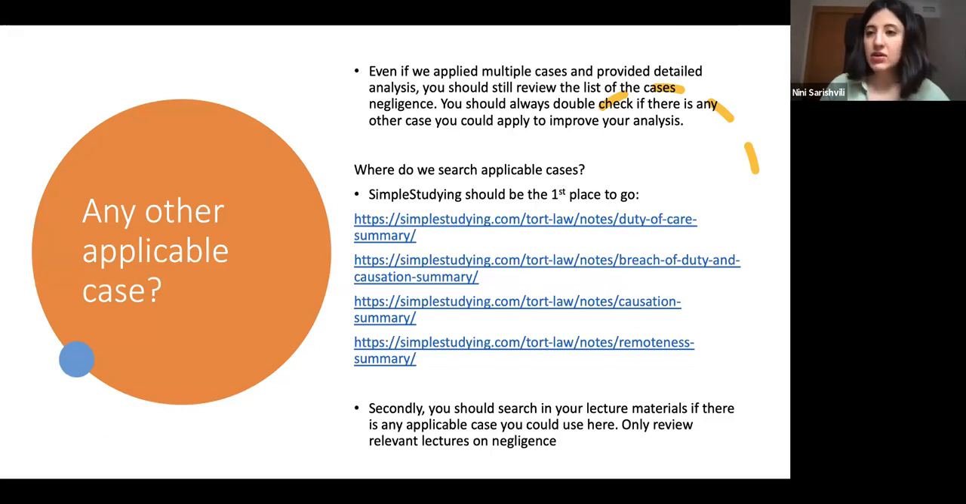After applying the case law, it would be good practice to go to our notes and make sure that there are no other cases that could strengthen your analysis. There are always more cases to mention, and if you have time on your exam or on your coursework, if you have space, it would always be better to see whether there are other cases you could mention. So where do you find cases? Firstly, in our notes, and secondly, on your lecture slides. Make sure you mention all the relevant case law.